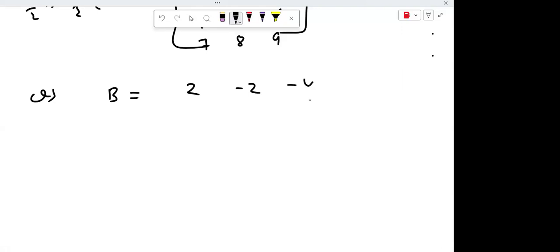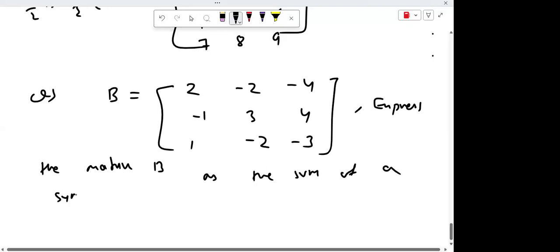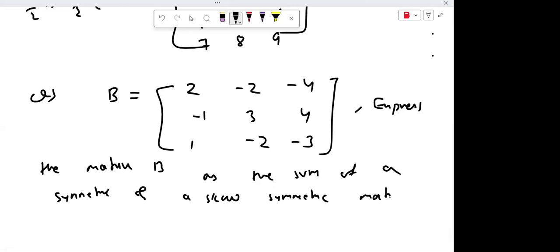B equals 2, minus 2, minus 4, minus 1, 3 and 4, 1, minus 2 and minus 3. The question is: express the matrix B as the sum of a symmetric and a skew symmetric matrix. Okay.